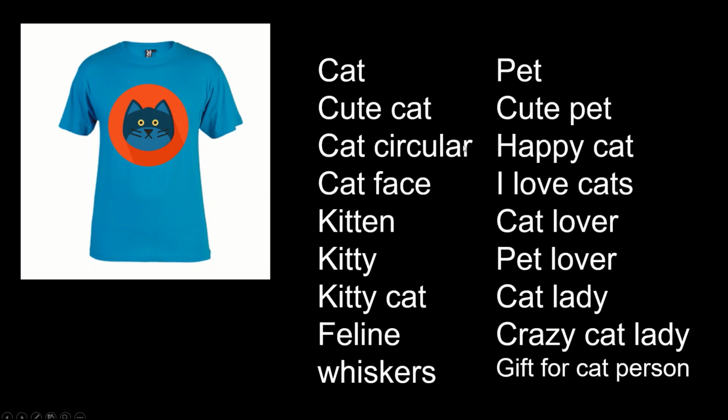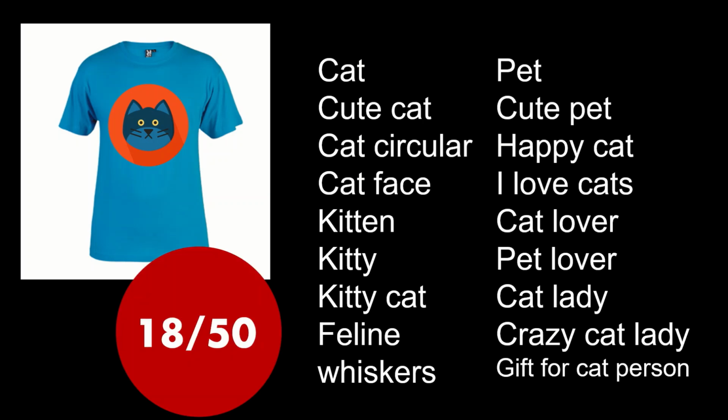Okay, so I've got my A stuff here at the top, and then I've got my B stuff here, gift for cat person. It's starting to become a bit of a stretch now. So how many do I have total? Well, we've got 9 here, that's 18 total. So now I've only got 18 out of the 50 used for my tags.